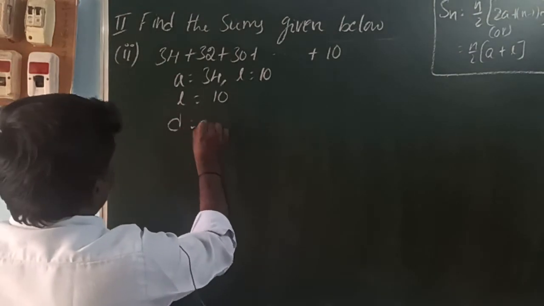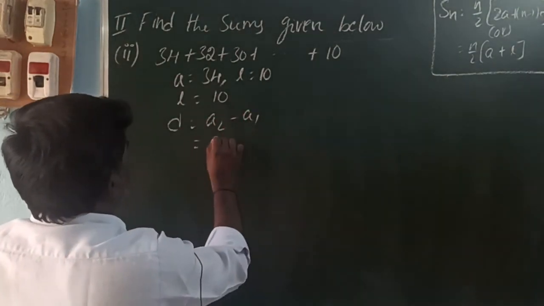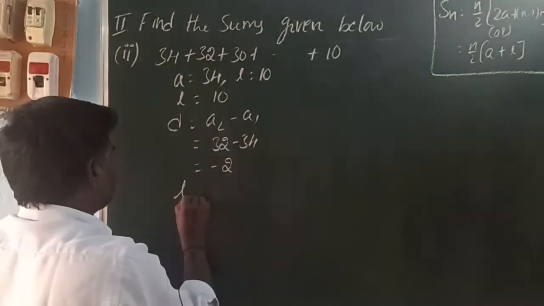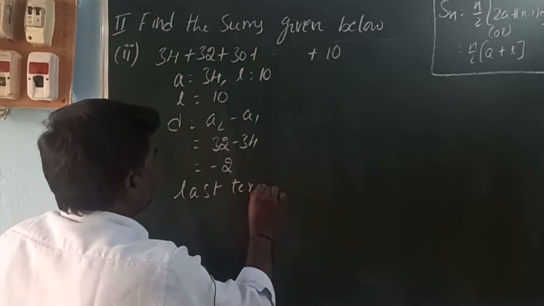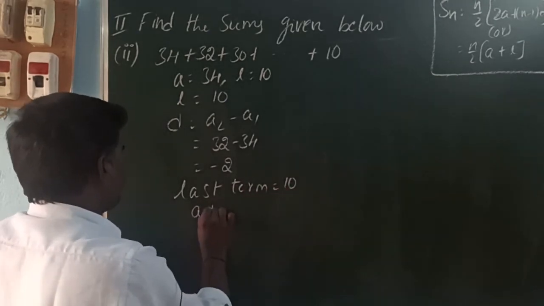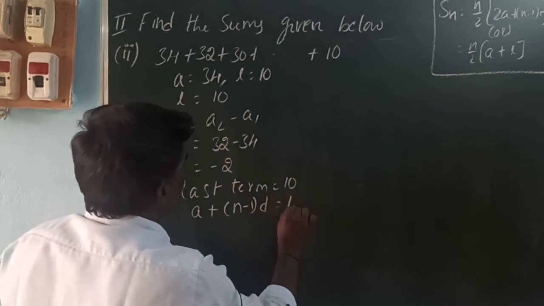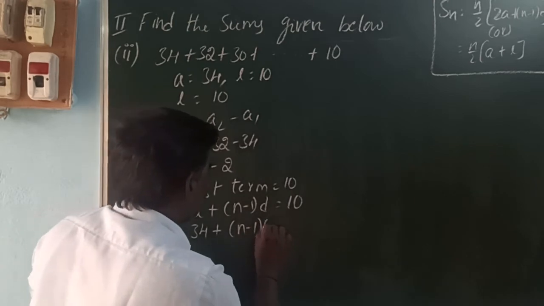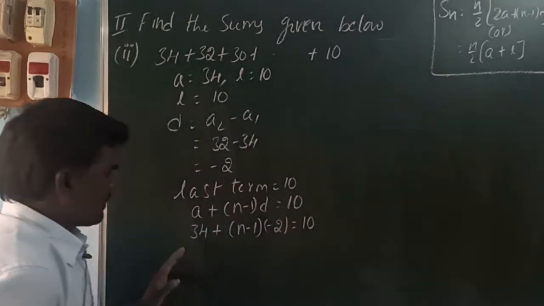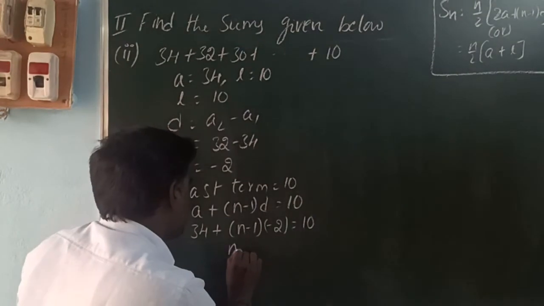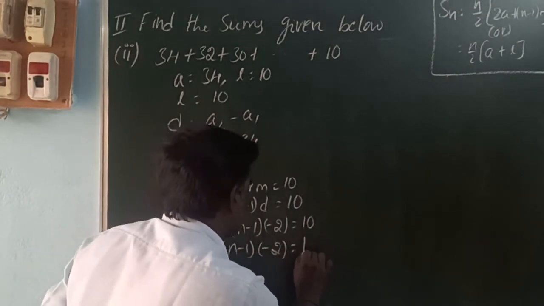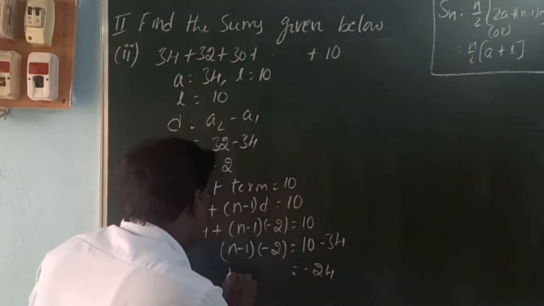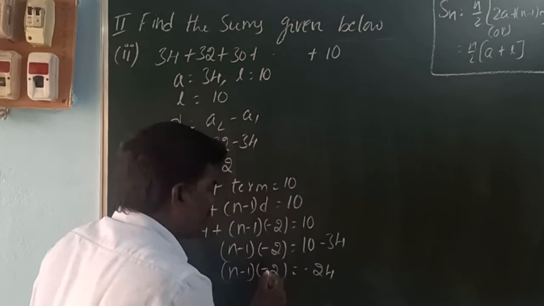So here the common difference is a2 minus a1. So 32 minus 34, that is minus 2. So the last term is 10. So a plus (n minus 1) into d is equal to 10. a is 34, plus (n minus 1) into d, which is minus 2, is equal to 10. So 34 is going to go across and become minus. So (n minus 1) into minus 2 is equal to 10 minus 34. 10 minus 34 is minus 24. So (n minus 1) into minus 2 is equal to minus 24.